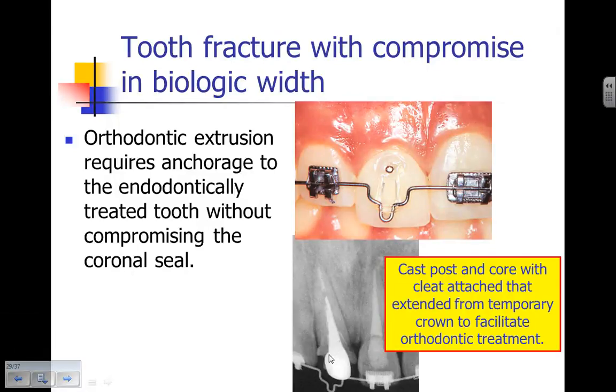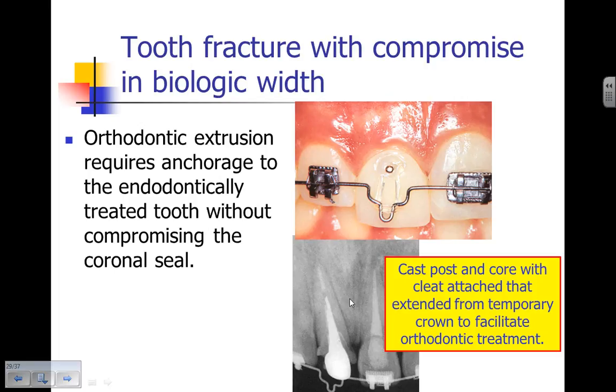For this tooth, a cast post and core was made, and a temporary crown was cemented on using a definitive cement, a resin-modified glass ionomer. A button was put on the temporary crown, and orthodontic extrusion was done by placing brackets laterally on the adjacent teeth and placing a bend within the wire so that an elastic could be placed on the button on the temporary crown, and that we could get extrusion of the tooth.